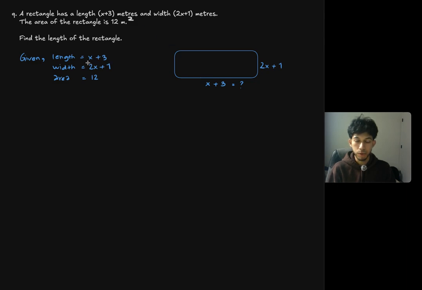Great. In order to find out the value of x, we would need some sort of equation in terms of x. Good thing that they provided us the area, because we know that the area of the rectangle is length times width, which is equal to 12. Now we can replace length with the expression x plus 3, and we can replace width with the expression 2x plus 1. And that product is equal to 12.